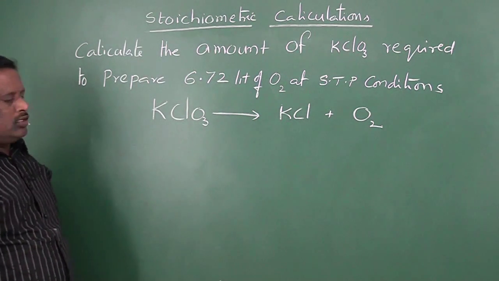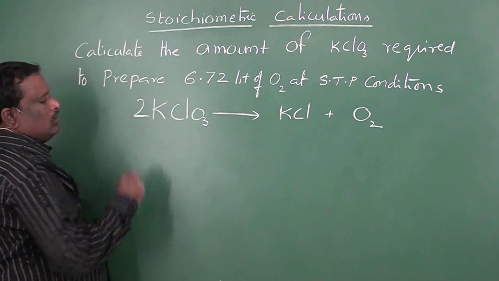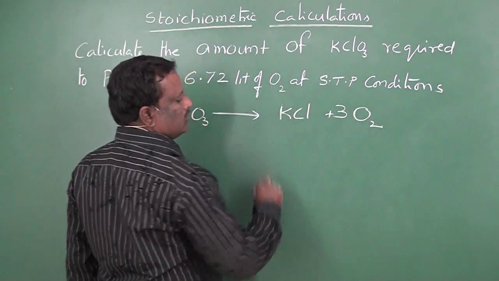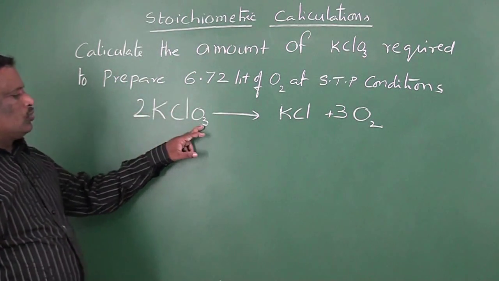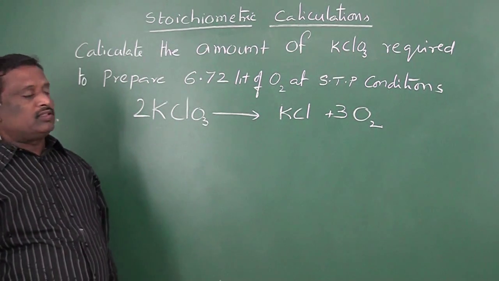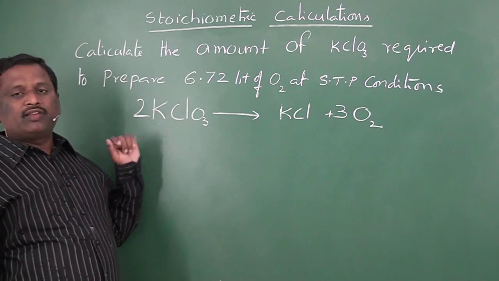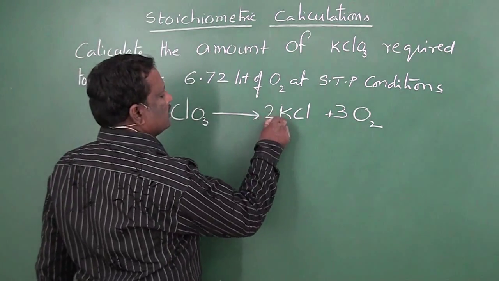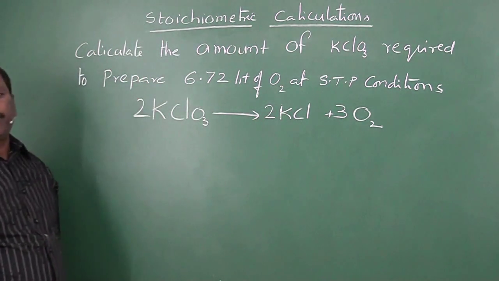So to balance this, you have to multiply KClO3 with 2 and this oxygen with 3. So that you will have 2 3s are 6 oxygens and 3 2s are 6 oxygens. Oxygens were balanced, but at the same time KCl was imbalanced. So here if you put 2 here, you will get 2 KCl.